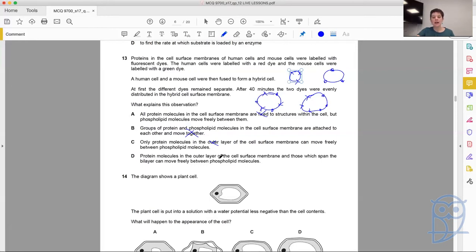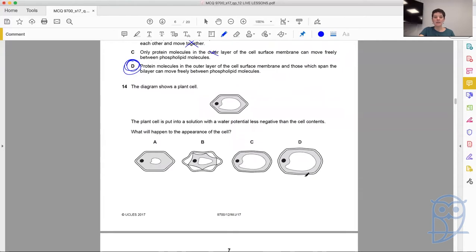Protein molecules in the outer layer of the cell surface membrane and those which span the bilayer can move freely between phospholipid molecules. So there it is. The final answer is the correct one for this question, which is a good thing because we were running out of options. And then question 14.